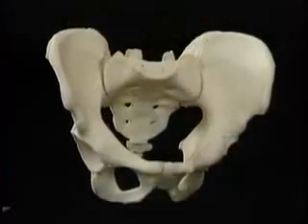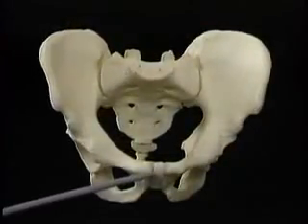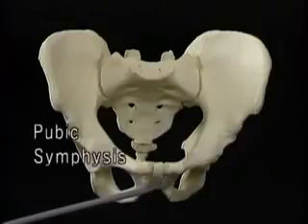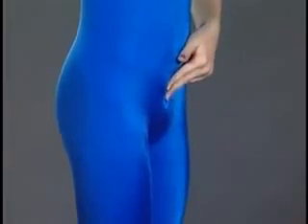The two hip bones are held together in front by a cartilaginous joint, the pubic symphysis. The front of the pubic symphysis is here.